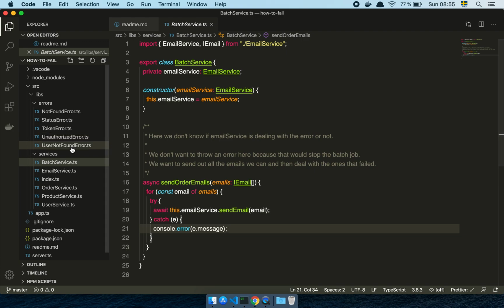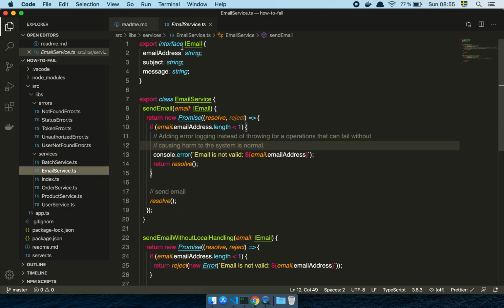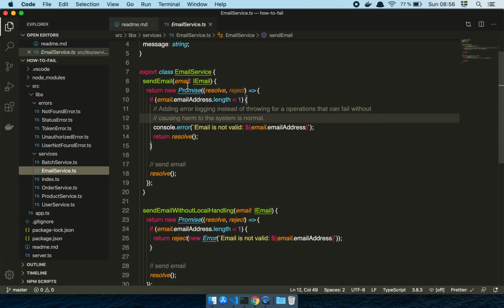So let's go into this email service. Here's my email service, and this is an email, and it's going to take a bunch of emails. Here it's just going to return a promise where it's going to check if the email address is greater than 1, and then it's going to log out an error saying that this email is not valid, and then just return an empty resolve. Otherwise, we're just pretending right now, it would send out the email, and then it's just going to return the promise.